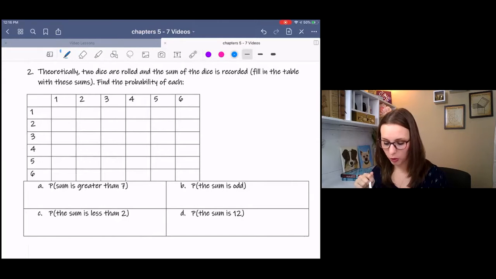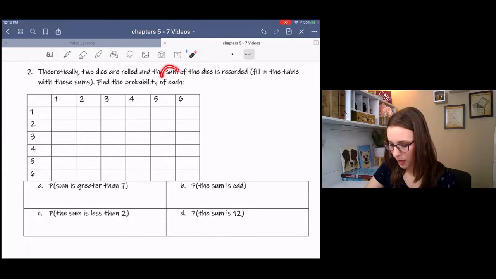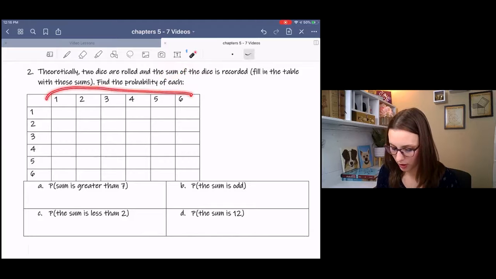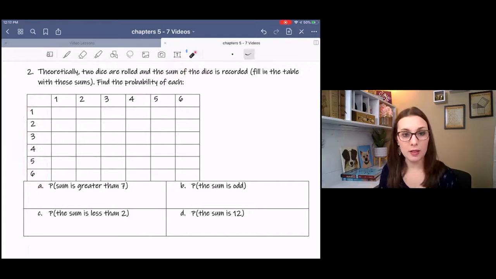2 dice are rolled and the sum of the dice is recorded. One of my favorite ways to see the sum of dice being recorded is in a table, so I went ahead and drew the table for you. And we're finding the sum of the dice. So sum means that we're adding whatever turns up. This is in theory. We're rolling dice in theory. And these are your options for the numbers on the sides of the dice. And we're finding the sum.